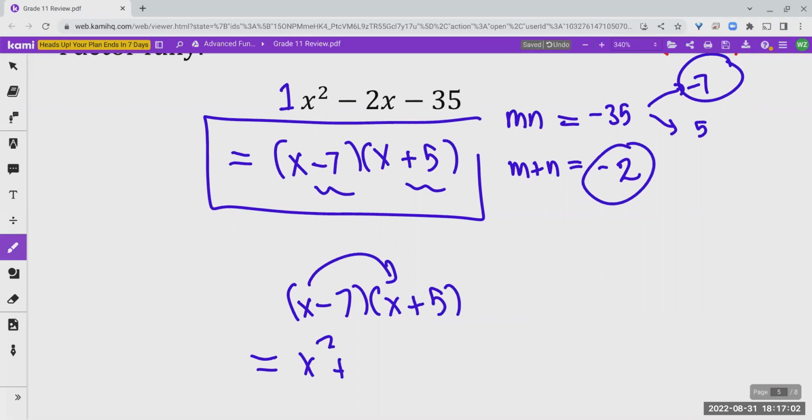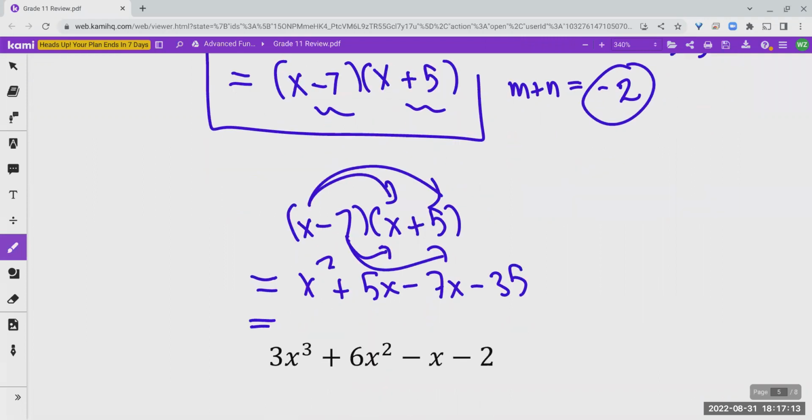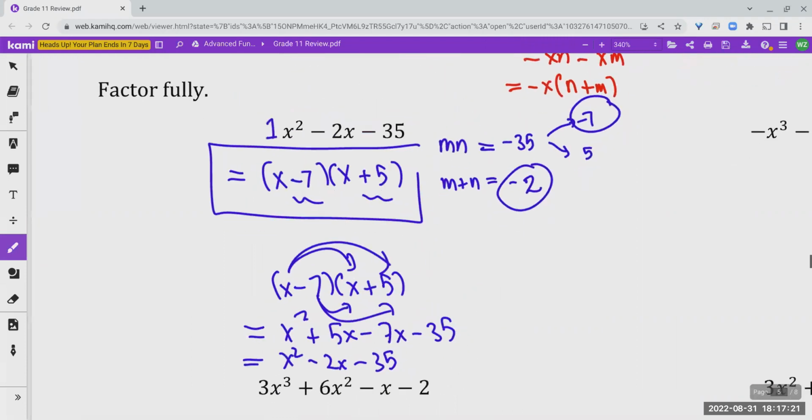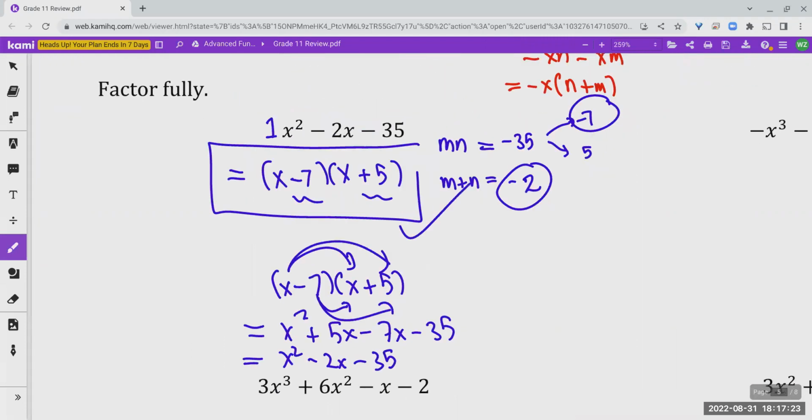Okay, x squared plus 5x minus 7x and minus 35 because 7 times 5. Okay, so x squared, that gives me negative 2x and negative 35. Is that the same as the question? Oh yes, look, same thing. That means we got it. That is the answer. All right, does that make sense, everybody?